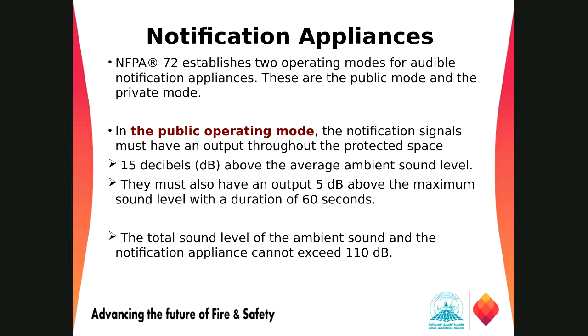So there are three requirements for public operating mode, right? The first one should be 15 dB above the average ambient sound level in those areas. Let's say a school or a silent college, there is no voice at all, no one speaking inside a college. The normal ambient sound level is around 45 dB. So 45 dB plus 15 dB, it is around 60 dB. This is the first one, how you have to calculate.